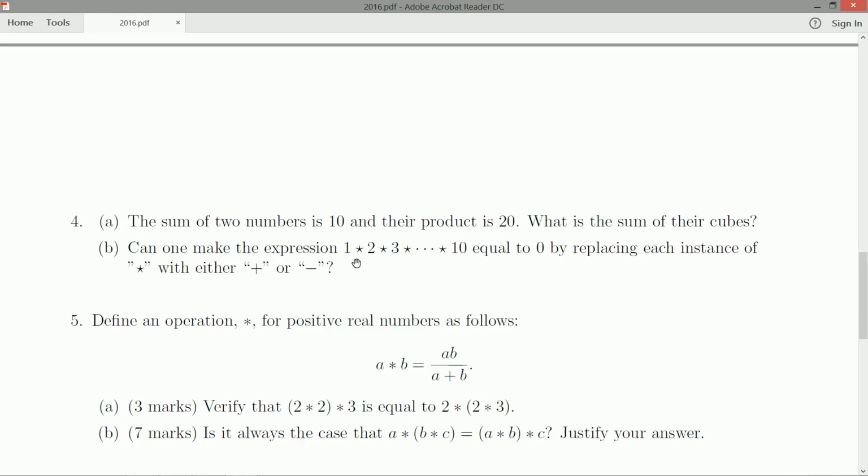Can one make the expression 1 star 2 star 3 star, so we sort of have a star operator, all the way up to 10 equal to 0 by replacing each instance of star with either plus or minus? Okay, so star is sort of standing in for a plus or minus, and we get to choose at each stage what we've got. So can we do that? Can we make it equal to 0 by replacing them with pluses and minuses?